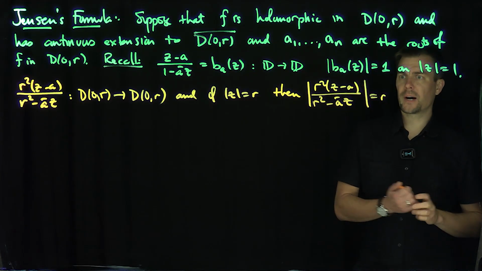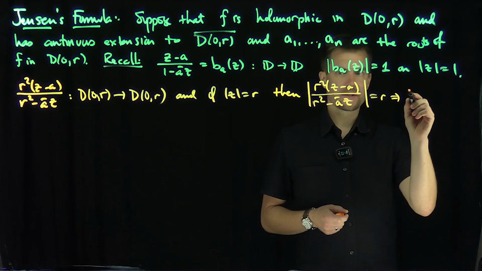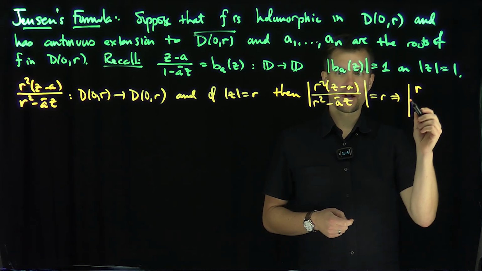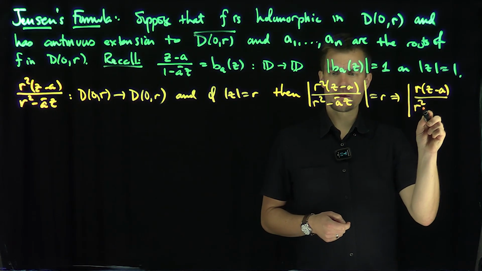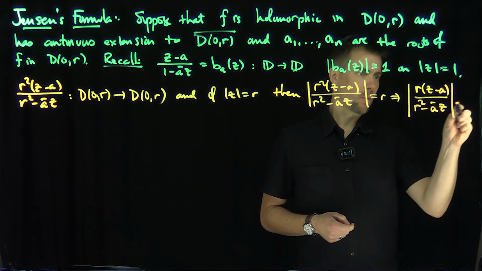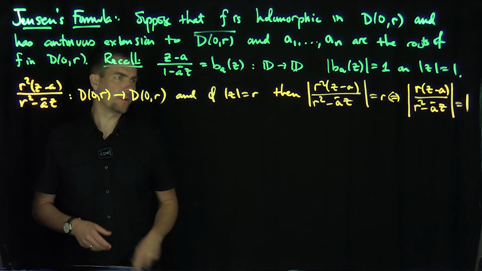And so if I want to make this unimodular, what I can do is the following. If I divide by r, and this is the key trick over here, this says that r (z minus a) over (r squared minus a bar z) will be equal to 1, right? Just by dividing by one of the factors of r. That's sort of the key feature of this.